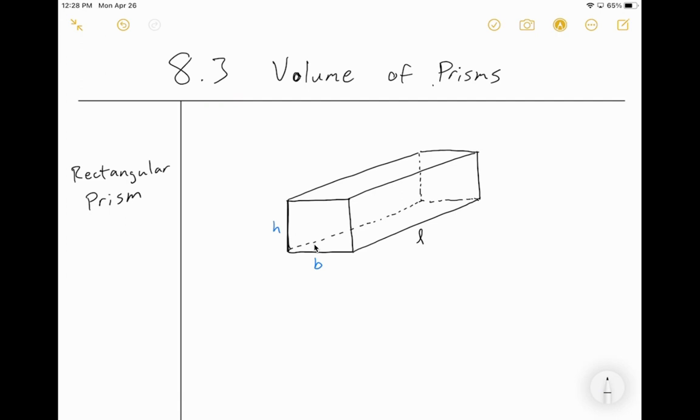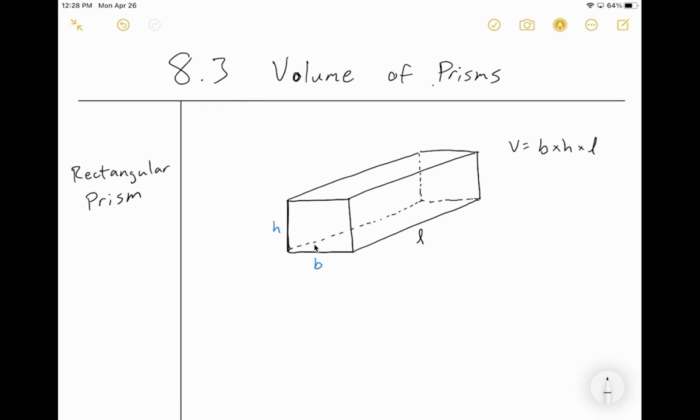So how do we get the volume then? The volume is how much fits in there. It's really simple. There's a really simple formula. Volume is equal to base times height times length. All you're going to do is multiply the 3 numbers together. Volume is equal to base times height times length. And it really doesn't even matter which one you call the base, the height, or the length, because you're just multiplying all 3 numbers anyway.